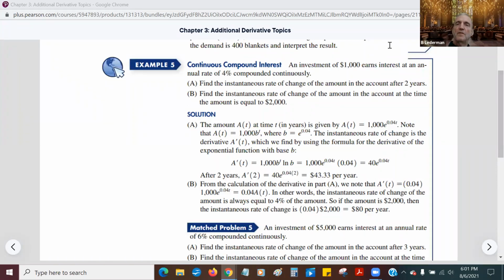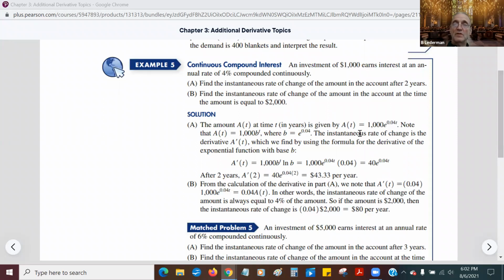So let's just take a look. An investment of $1,000. The amount A of t at time t is given by A of t equals 1,000 times e to the 0.04 t, which is our formula. A equals PERT. Remember PERT? That's the principal, the interest rate, and the time. And A of t is equal to 1,000 b to the t, which is equal to this thing right there. Why that's so important, I don't know, but that's what they're saying.